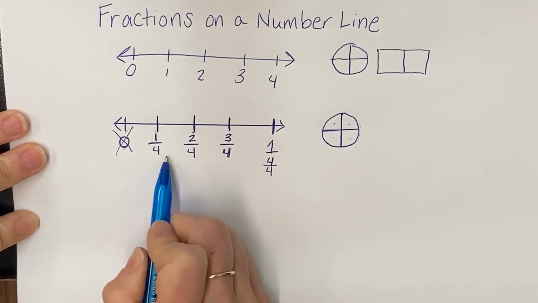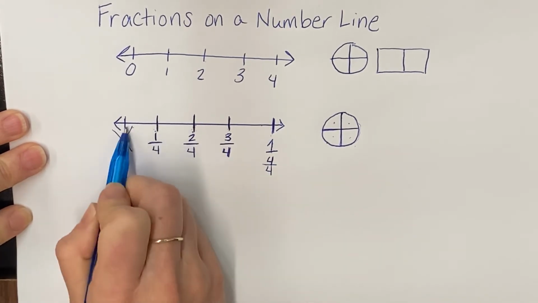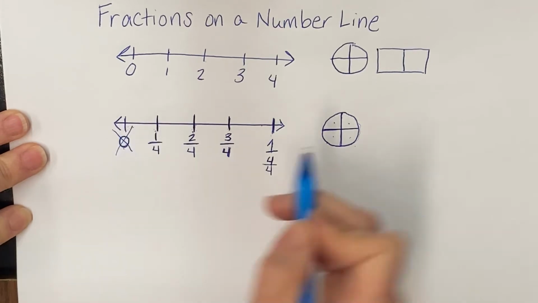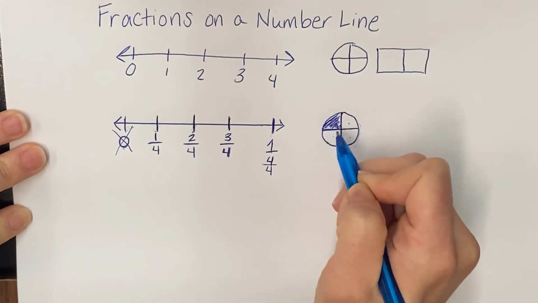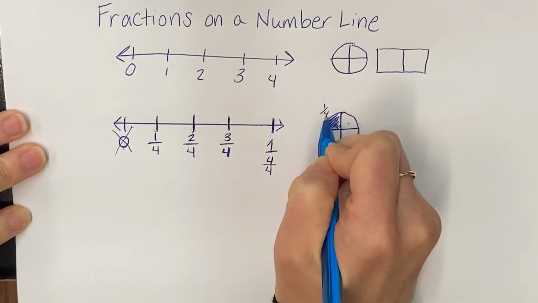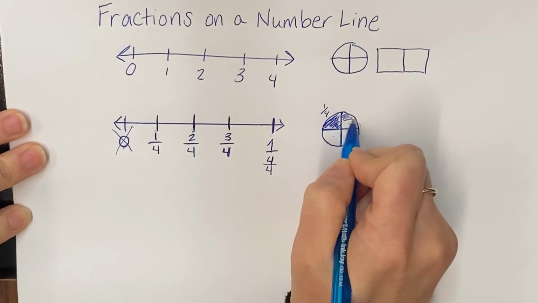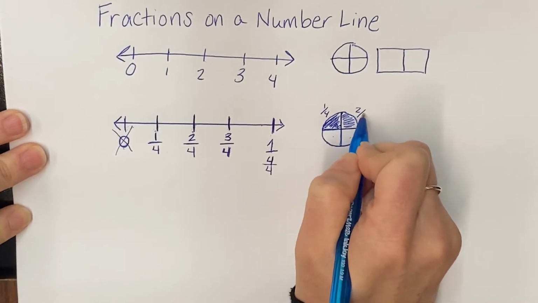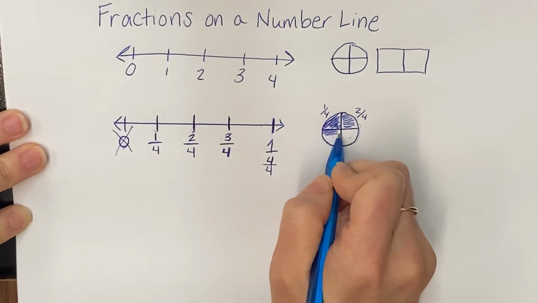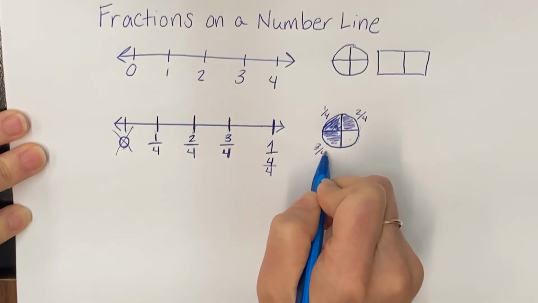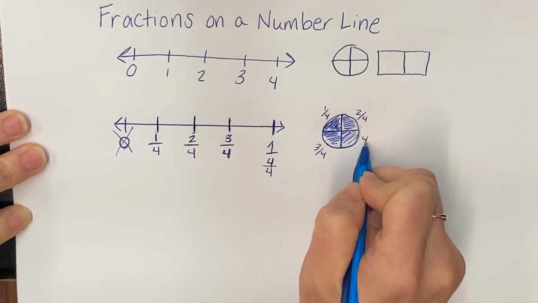So let me show you what each of these mean over here in the circle. This is just one part of the whole, so 1/4 would be one piece shaded. That's 1/4. 2/4, there are 2 parts. That would be 2 pieces shaded out of 4. 3/4 would be 3/4 shaded. And 4/4 would be 4 pieces shaded.